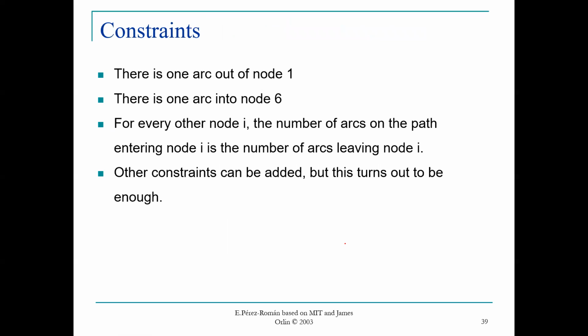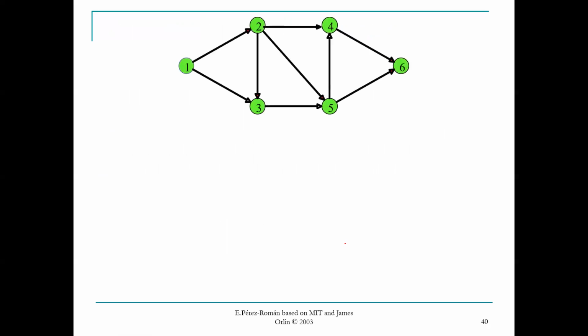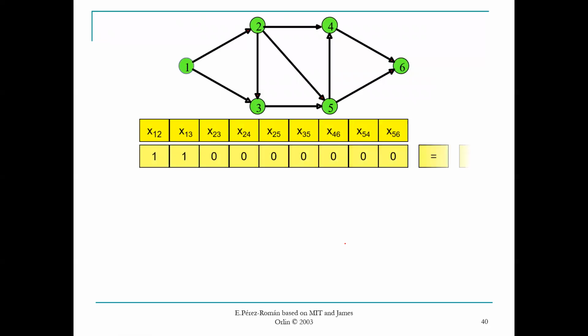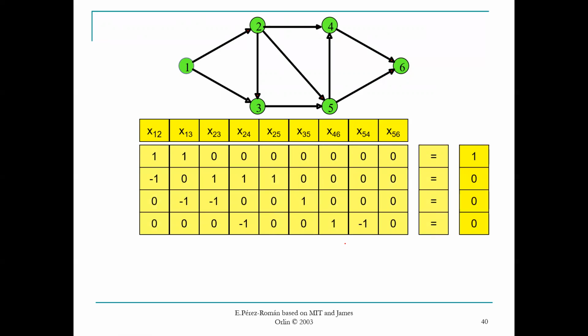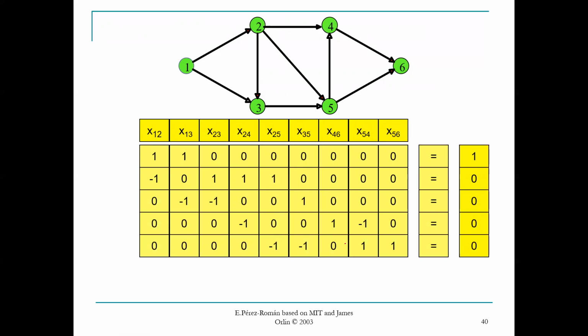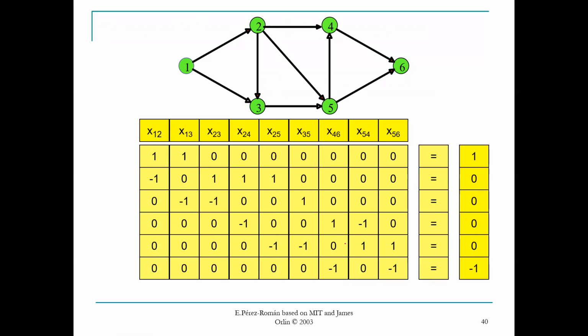There is one arc out of node 1, and there is one arc out of node 6. For every other node i, the number of arcs on the path entering node i is the number of arcs leaving node i. Other constraints can be added, but this turns out to be enough. So by looking at this network again, we can set up this problem using those decision variables. And if you multiply those coefficients to each one of those variables, those are the constraints. So this is the constraint matrix, the node-arc incidence matrix.